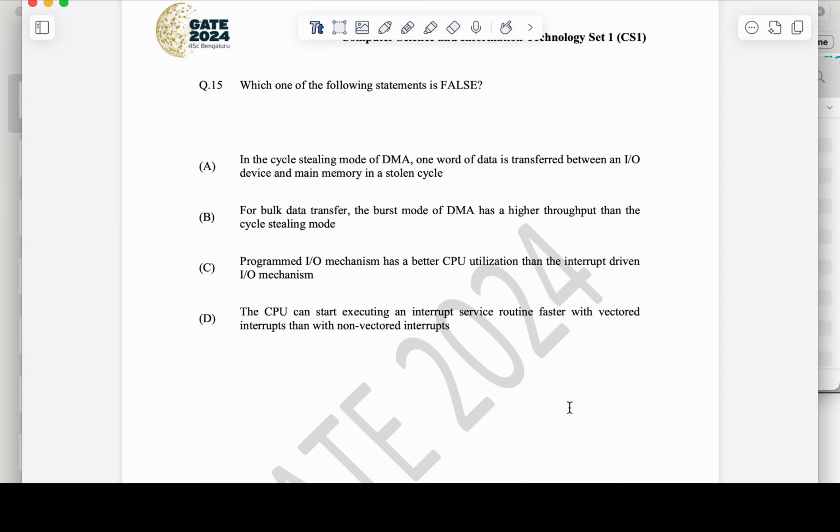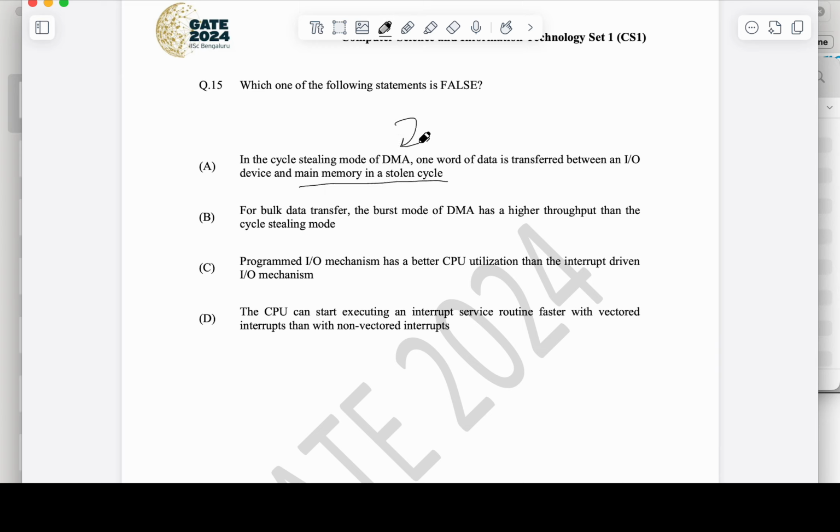Good morning students. So today we're going to solve question 15 of GATE CSE 2024 set 1. The question states: which statement is false? Of the given statements, which one statement is false, right? The first statement states that in the cycle stealing mode of a DMA, one word of data is transferred between IO devices and the main memory in a stolen cycle.